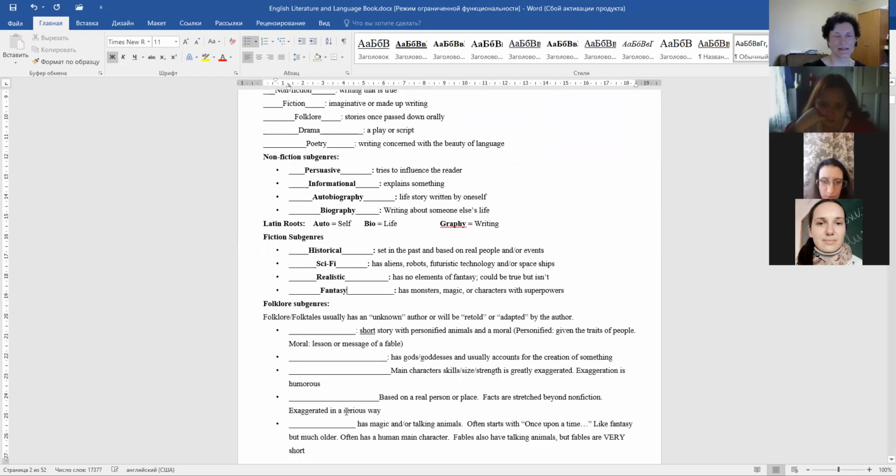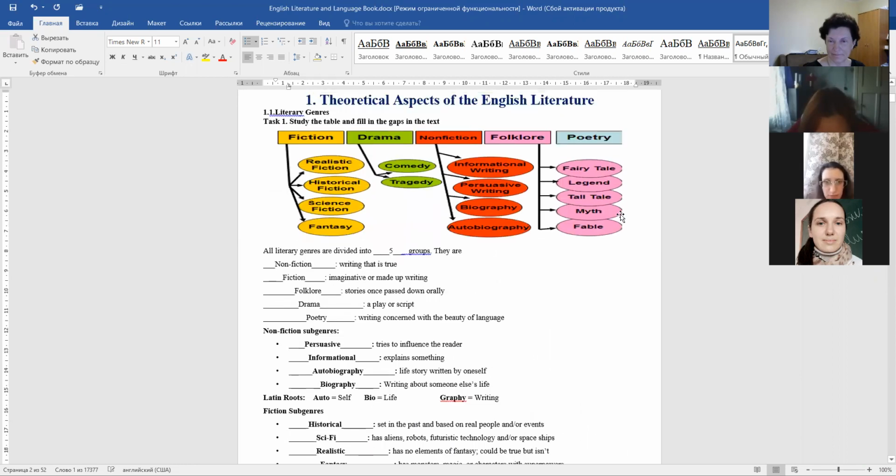Perfect. Next. A short story with personified animals and a moral. It is a fable. Good. Has gods, goddesses, and usually accounts for the creation of something. This is a myth. Yes, because it accounts for the creation of something, like creation of earth, creation of Grand Canyon, and so on. Main character skill, size, strengths, greatly exaggerated. It is a tall tale.